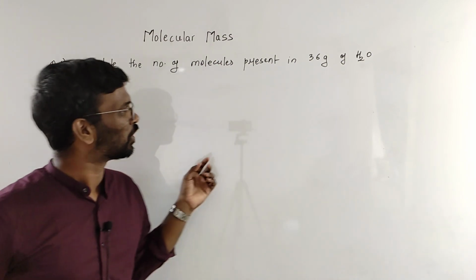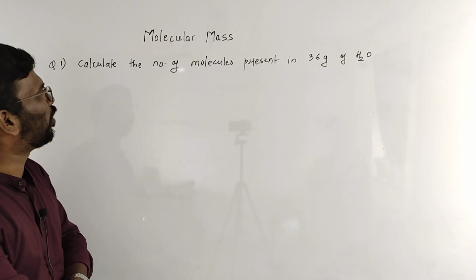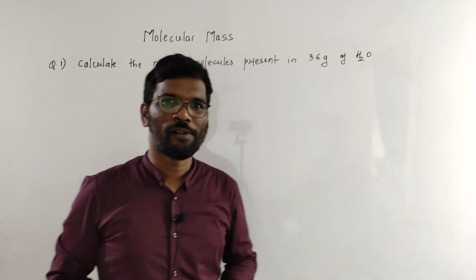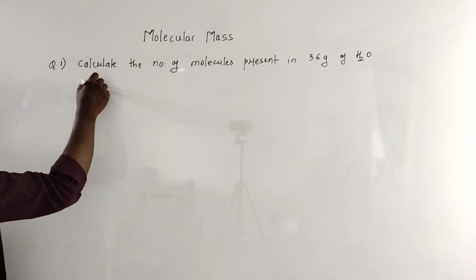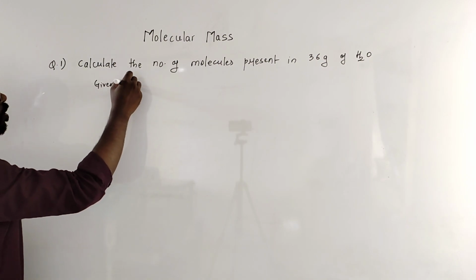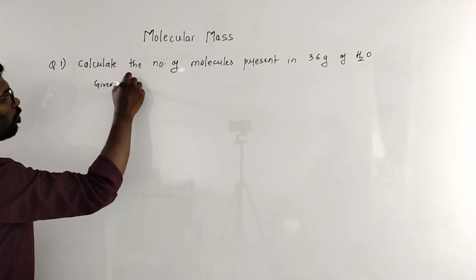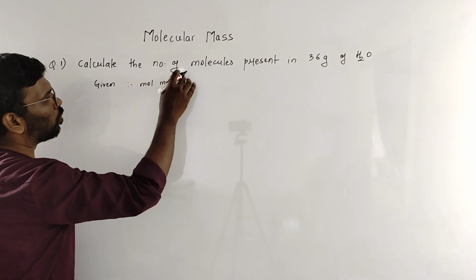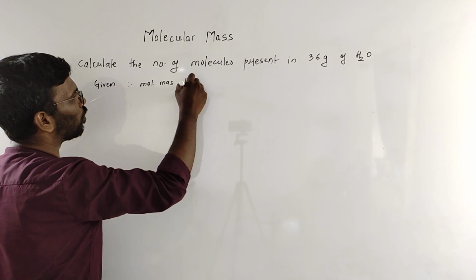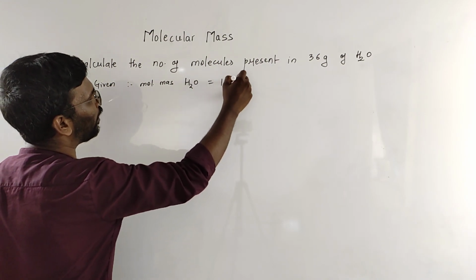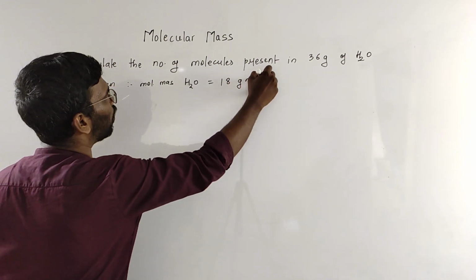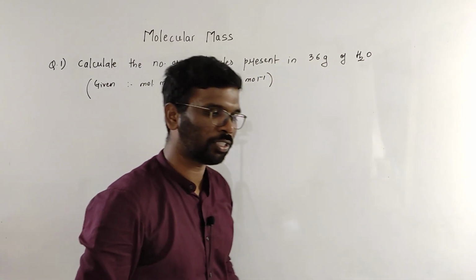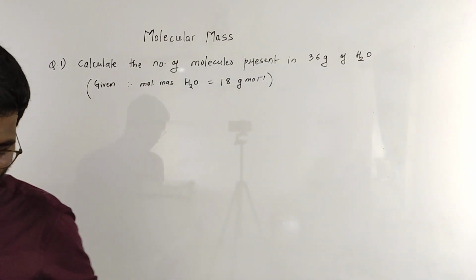So where I was explaining molecular mass. Calculate the number of molecules present in 36 gram of H2O. Given, we know that the molecular mass of H2O is 18 grams per mole. This is the standard relation which we have regarding molecular mass.